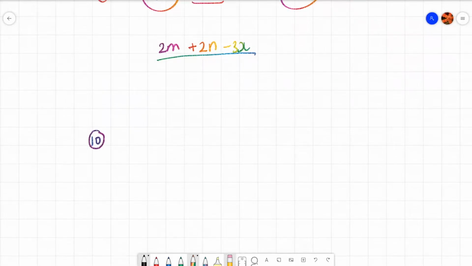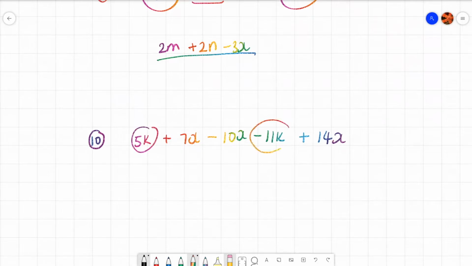Let's do 5k plus 7x minus 10x minus 11k plus 14x. Okay, circle and square. I've got 5k, I've got minus 11k, and that's it. So I've got 5 minus 11 is minus 6. I'm left with minus 6k.